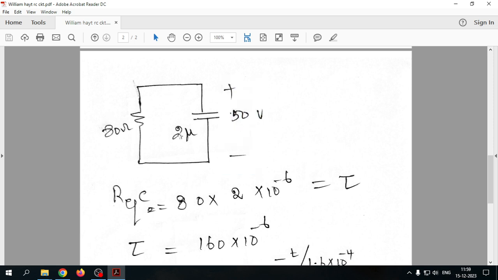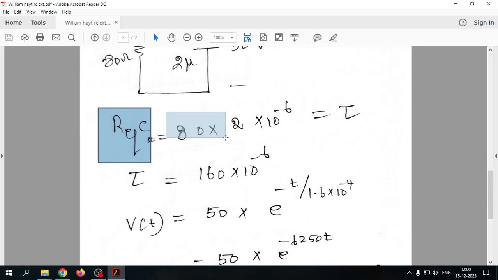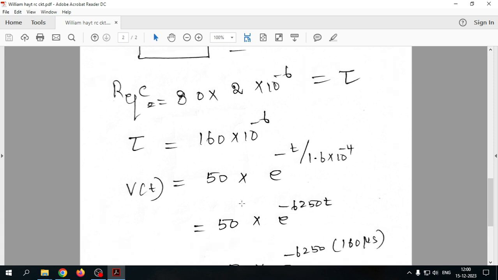Here there is only one resistor and one capacitor, so R equivalent, which means the RC value, can be calculated as 80 into 2 into 10 to the power minus 6, that is equal to the tau value, and tau is equal to 160 into 10 to the power minus 6. Either you can keep it as 10 to the power minus 6, or you can write 1.6 into 10 to the power minus 4. Either way we can calculate.